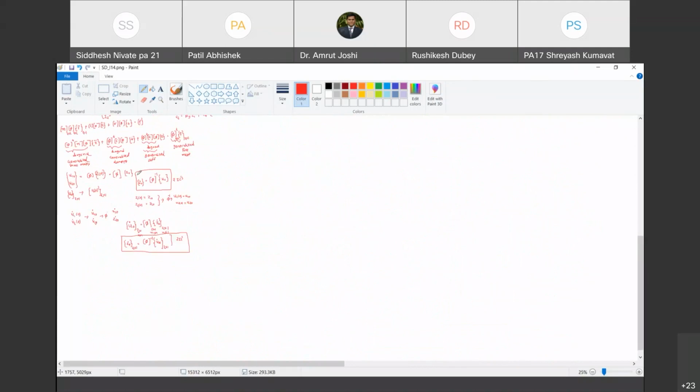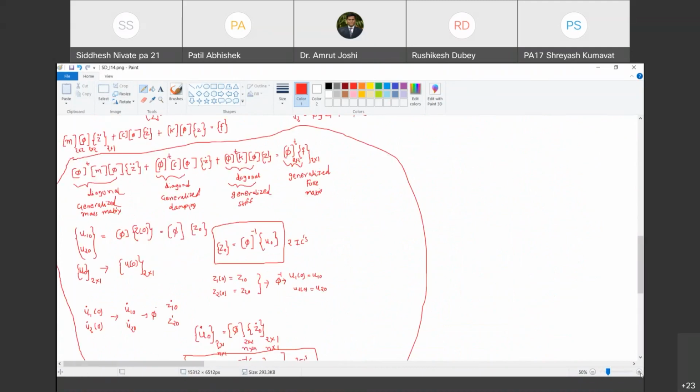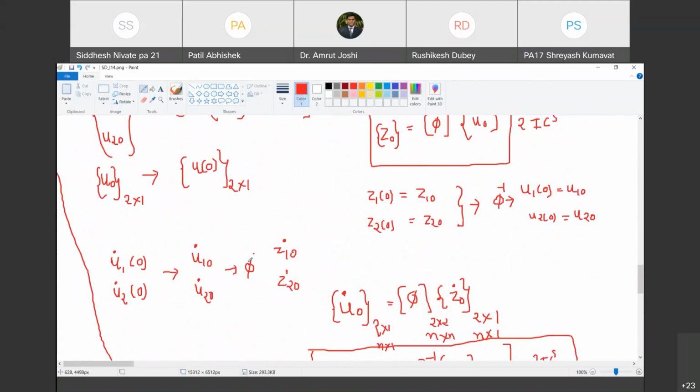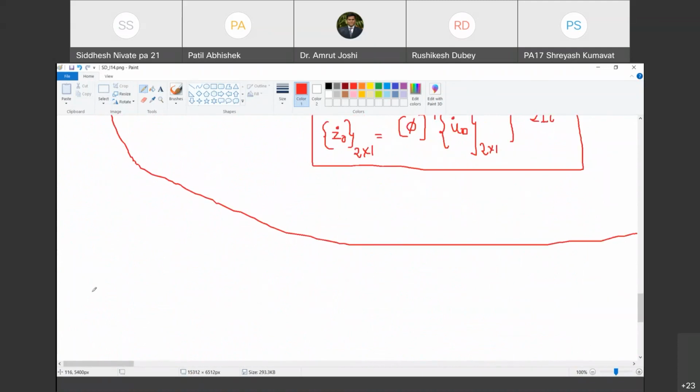So all this mathematical jugglery together is the mathematical representation of the physics of MDOF. Are you with me? Okay. Now, how do I find out phi? My claim, in the sense researchers have proved it, is that phi can be obtained as the matrix of eigenvectors of matrix M inverse K. Are you with me?